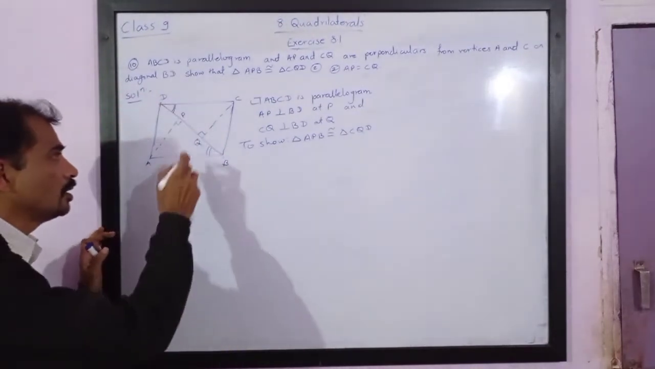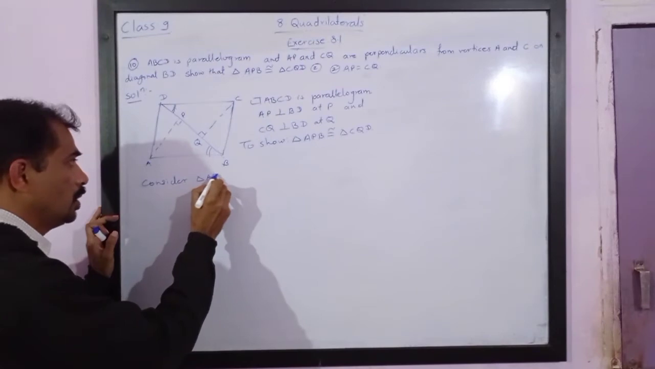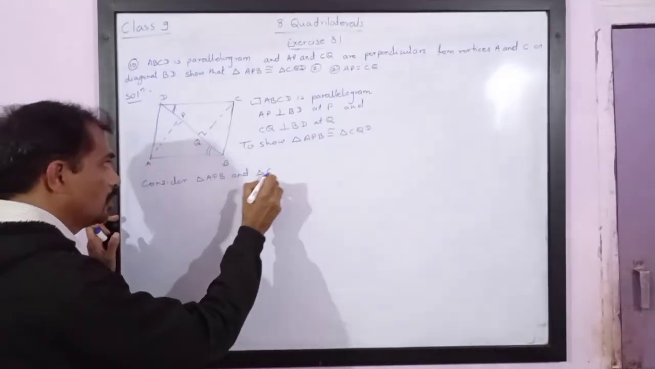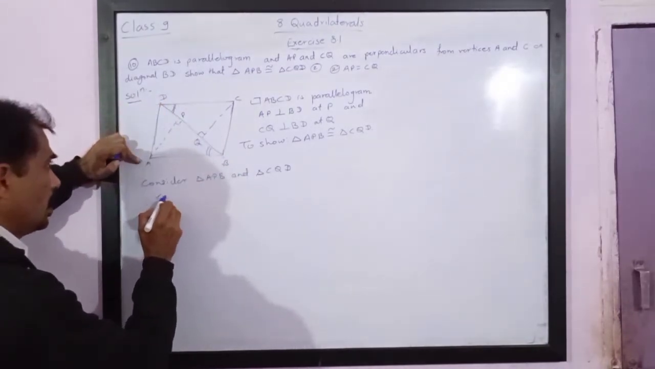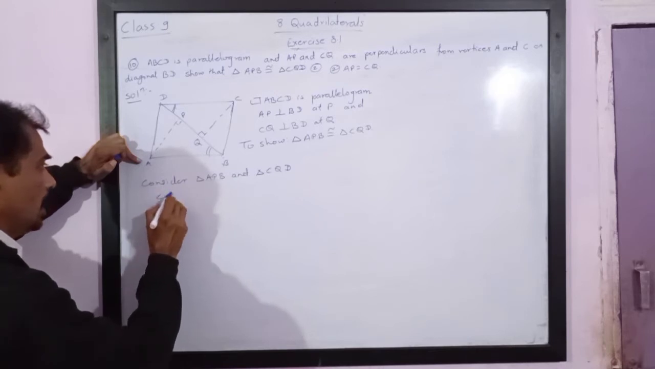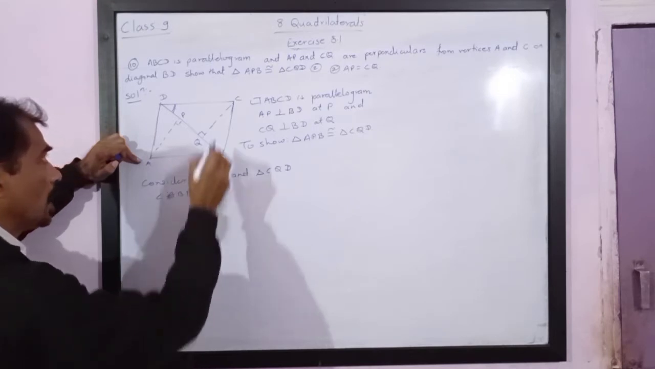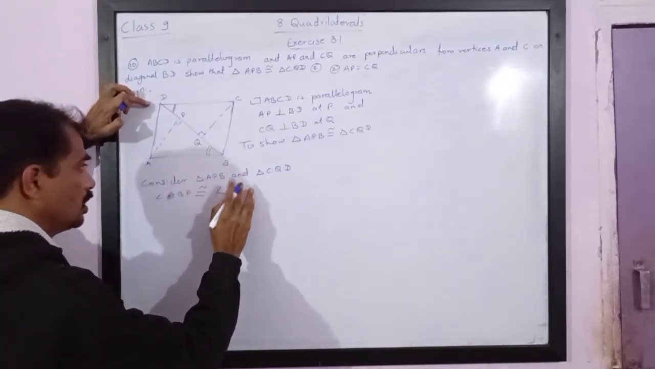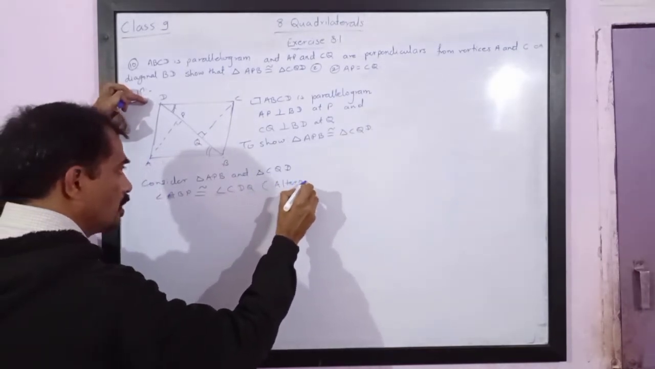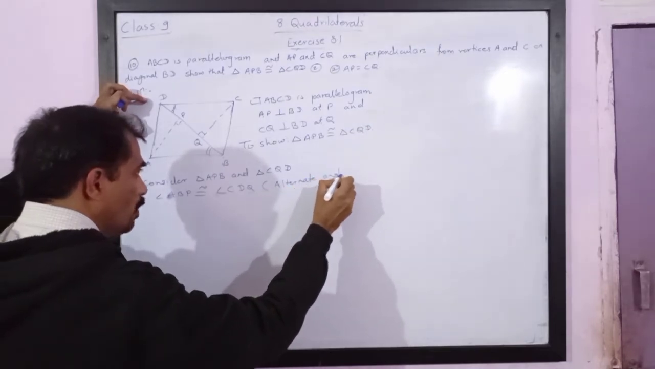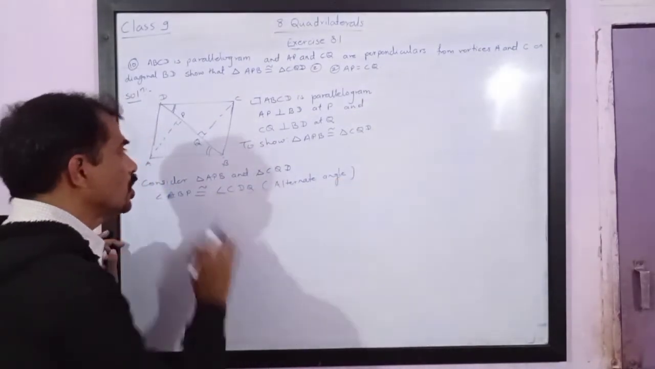So in triangles ABP and CQD, we have angle ABP is congruent to angle CDQ. Reason is alternate angles. Alternate angles formed by parallel lines and a transversal are congruent. So they are alternate angles, so these two must be congruent to each other.